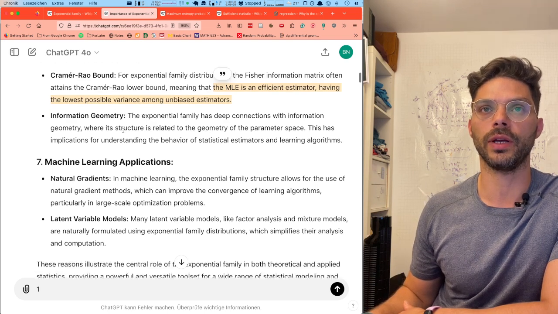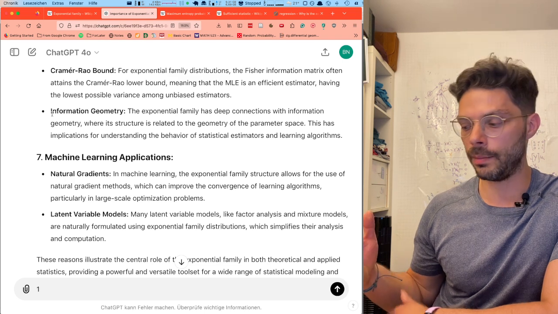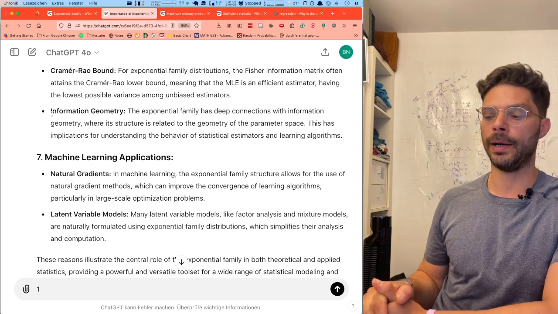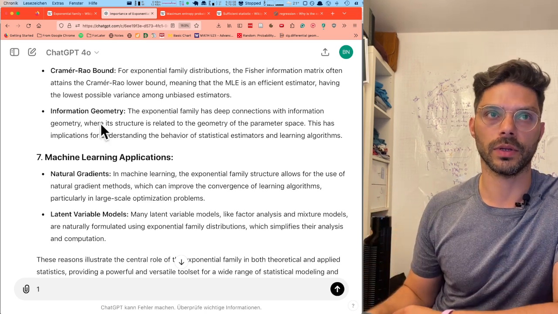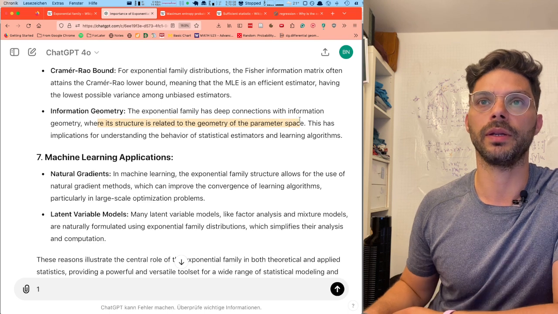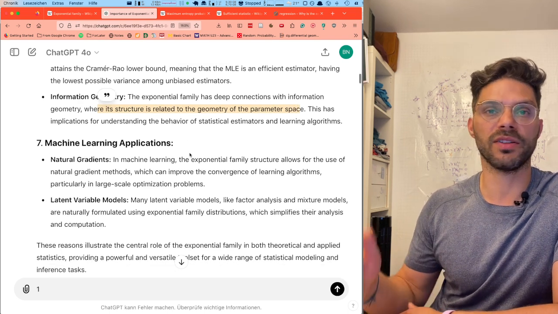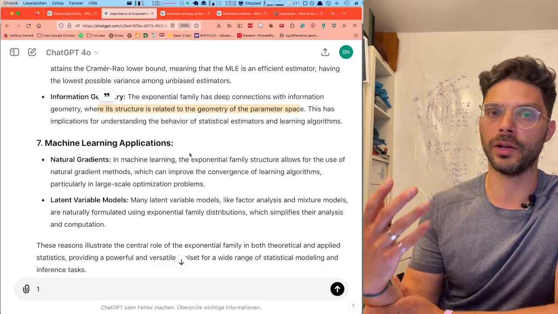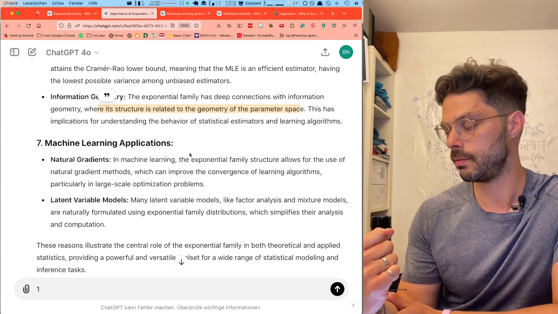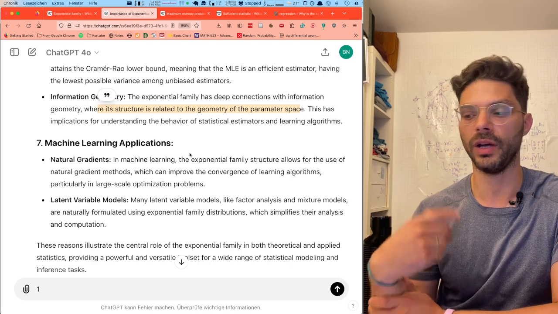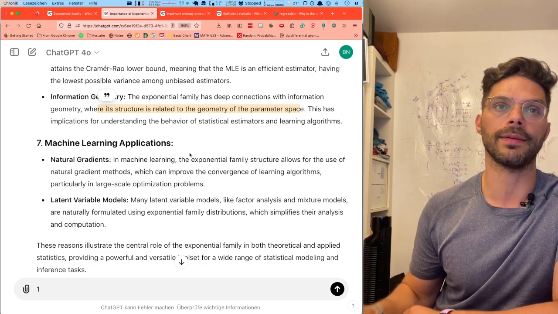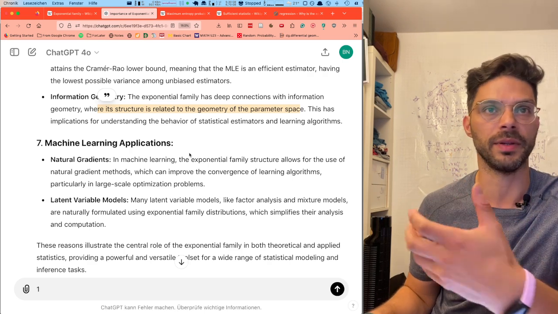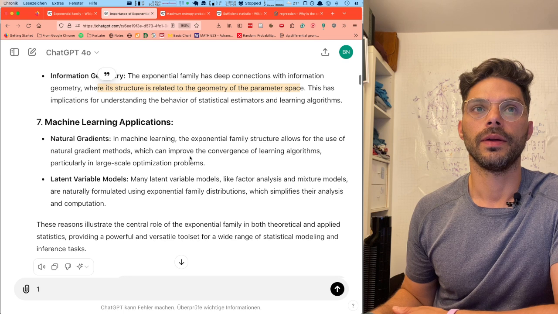And information geometry seems to be something very deep. Information geometry is about looking at the geometry of parameter spaces, which is exactly what it says here. I'm just repeating that. There are some really cool properties about it, but I don't know enough about information geometry to shed any light on that. So if you do, or you want to learn about it, I encourage you to do that. It sounds really, really cool. And the exponential family seems to be very natural for that.